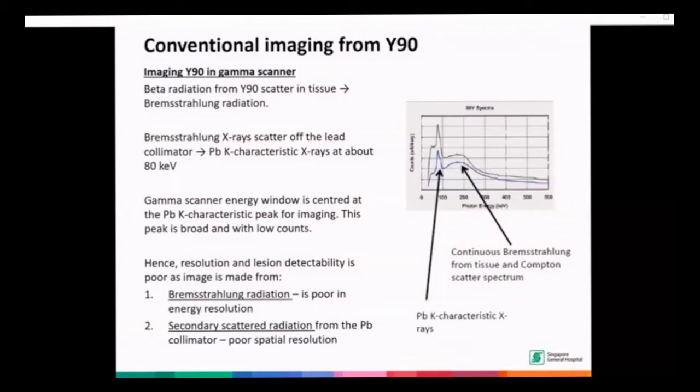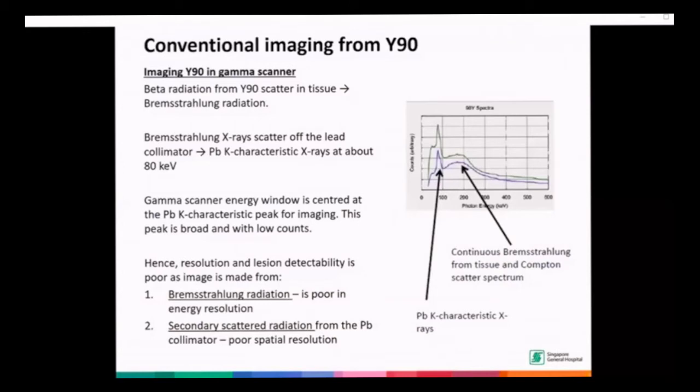Conventional imaging of yttrium 90 with a gamma camera or SPECT-CT scanner: beta radiation from the yttrium 90 in the tissue results in Bremsstrahlung radiation, and the Bremsstrahlung X-rays scatter off the lead collimator of the gamma camera, giving rise to lead K characteristic X-rays at about 80 keV. So that can be seen on the graph on the right hand side.